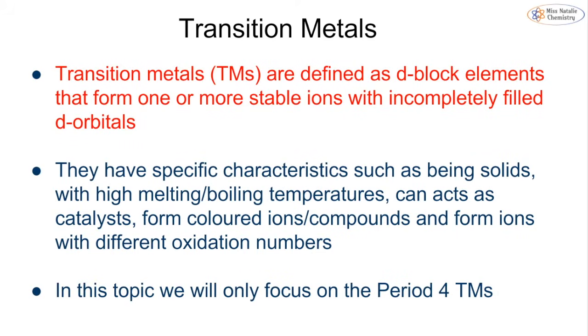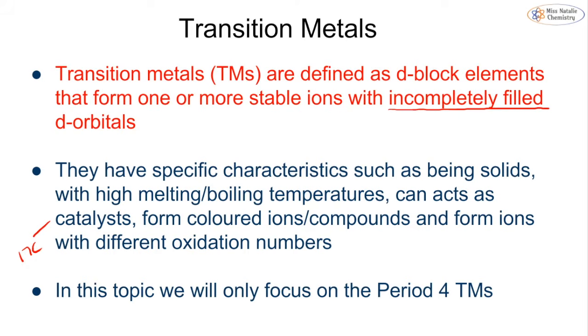We define a transition metal as a D block element that forms one or more stable ions with incompletely filled D orbitals. Now that's very specific, and that's something that comes up in exams where it asks you to specify how we define a transition metal, and we should have these incomplete D orbitals. They have very specific characteristics such as solids, they are high melting and boiling points, they typically act as catalysts, and that's something that we'll talk about in 17C, and they have very specific reactions.